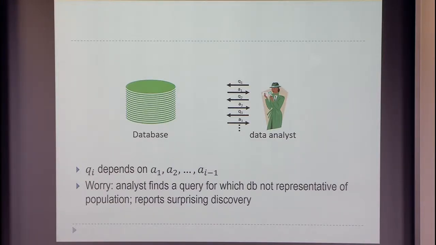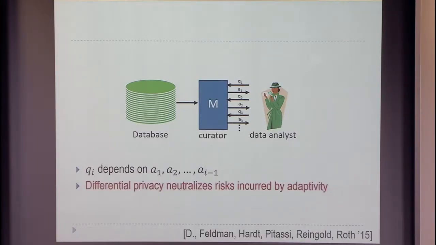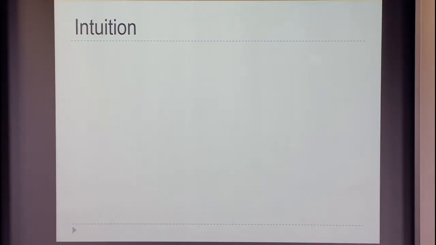And will say, hey, I have this great new discovery. It's something that has been overfit to the actual data set. And what we argue is that differential privacy actually neutralizes the risks that are incurred by adaptivity. In other words, in our way of thinking, it's hard to find a query for which the data set is not representative. And I know that's confusing, and I'm just going to give you a little bit of intuition.